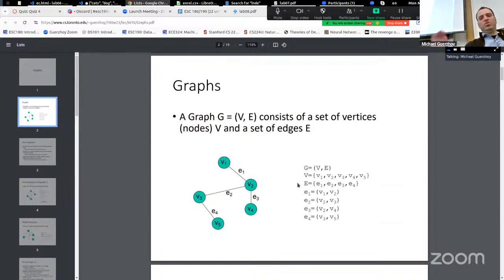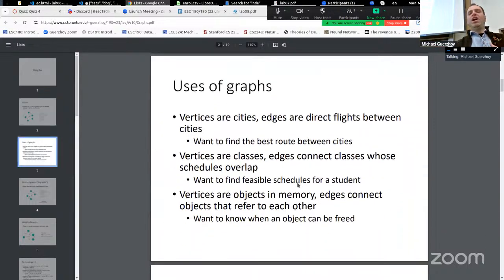Okay, so that's your basic graph. So far, it shouldn't make sense. Where it should start making sense is if you start thinking about examples of what those graphs could represent. For example, vertices can represent cities, and then edges can represent direct flights between the cities, right?